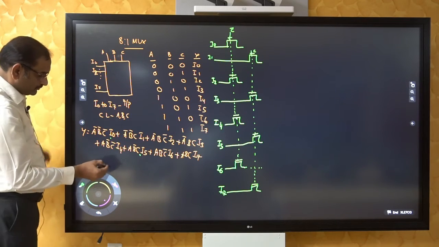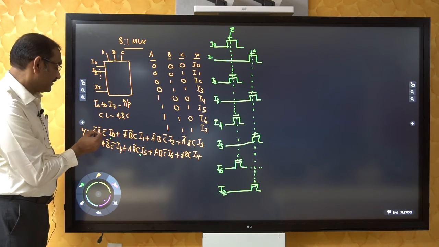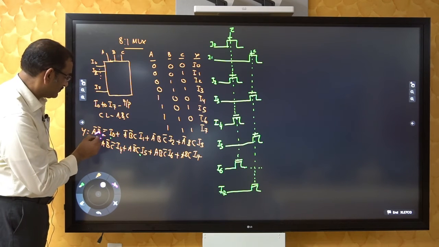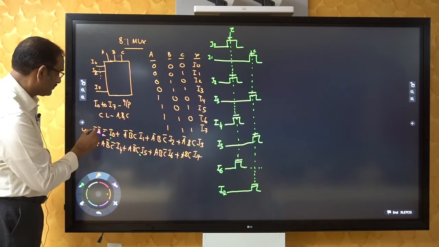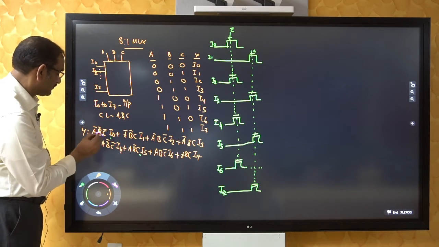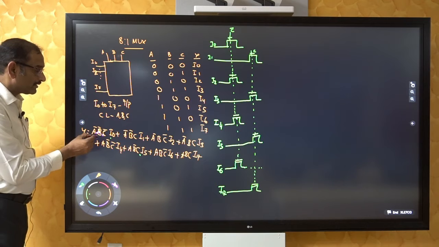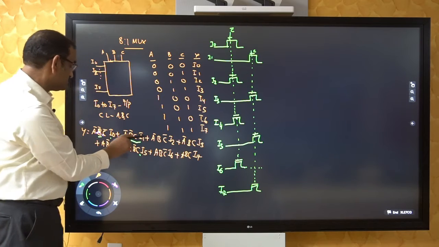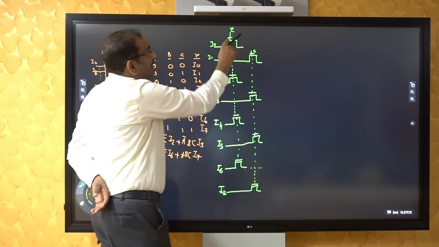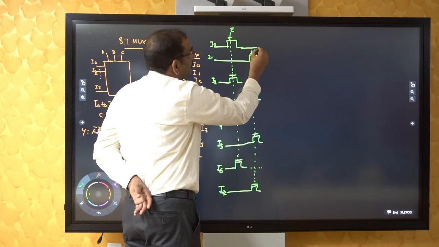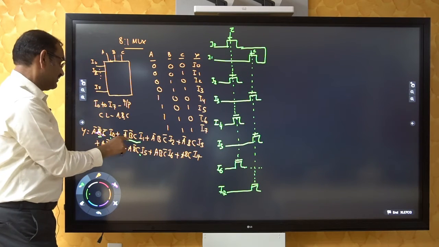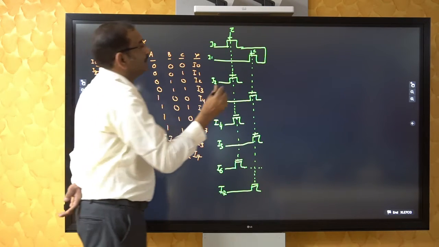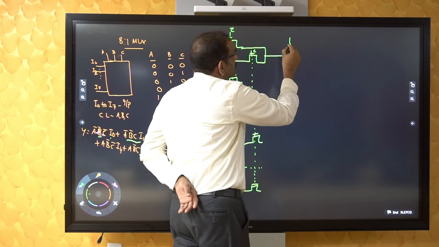Then let us take these two terms. You see, this control terminal B bar is common for these two terms. This B is common for these two terms. So these two terms, C bar I0 and C I1, together it is having the control of B bar. So I am feeding this to another transistor whose control is B bar.